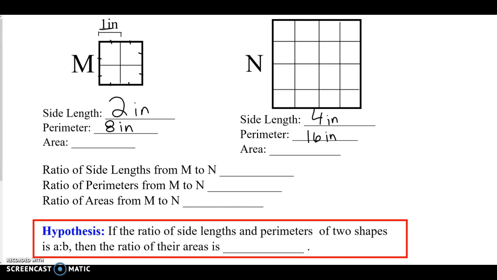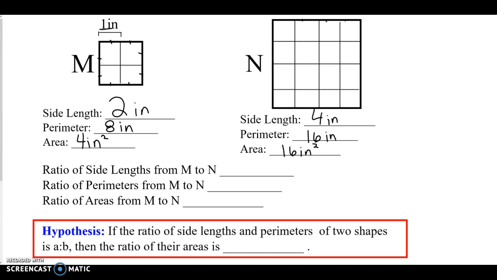And last thing, area. What's the area of M? So that's how many boxes? 4 square inches. And for N? 16 square inches. What's the perimeter for N?